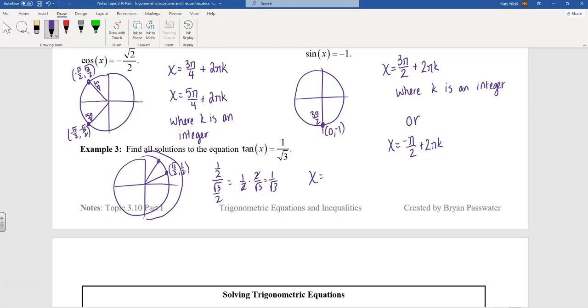So we're going to say x equals pi over 6. But for this one, we just want to put plus pi times k. Because tangent only has a period of pi. So we're just going to use this as our answer here. Okay, so that's as far as we're going to go with this.